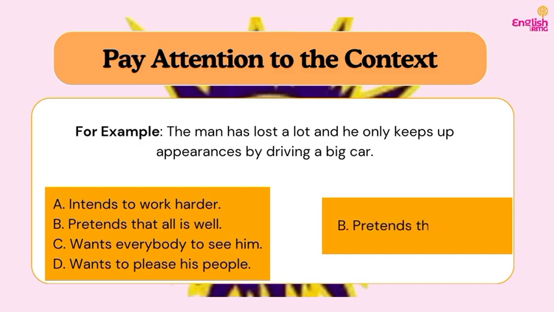The man has lost a lot and he only keeps up appearances by driving a car. That is, he only pretends that all is well by driving a car, a big car. Do you understand? I hope you are paying attention to how I'm using the context to decipher the meaning of the idiom. So I'm also going to look at another question that we can use the contextual knowledge to get the meaning of the idiom.